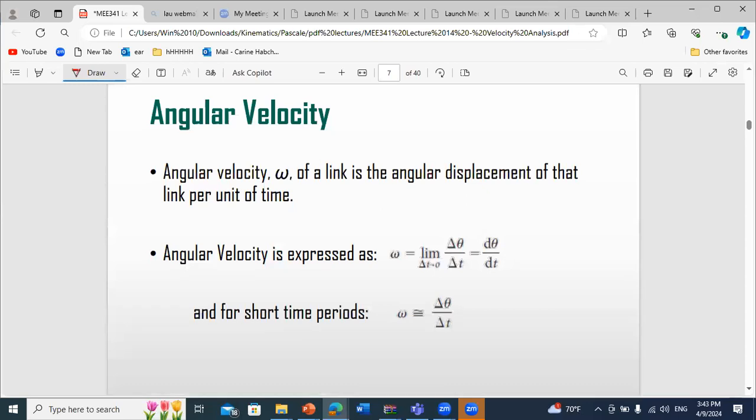Now, angular velocity represents the derivative of angular position with time. So omega is d theta by dt, and this is the instantaneous angular velocity, and this is the average angular velocity, delta theta over delta t.